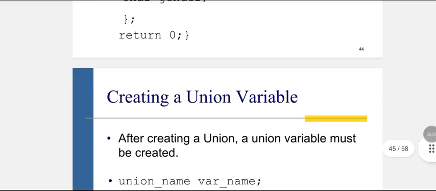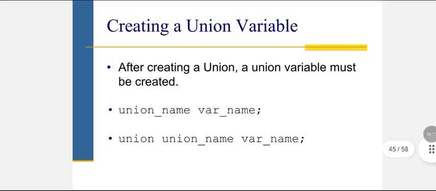Then we move on to creating a union variable. After creating a union, a union variable must be created, like how we did with the struct. That's how we're going to do it with the union. You can see the union name, then the variable name, and terminate. So we move on to an example.